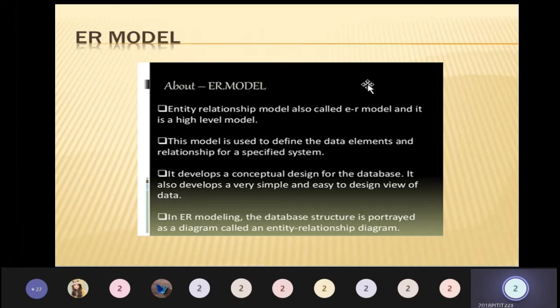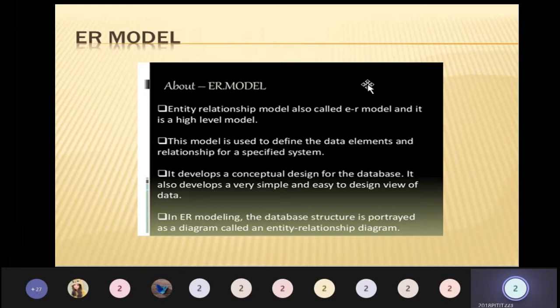The ER model, that is the entity relationship model, is a high-level model. That is the view of the data. The view of the data can be divided into three parts: the physical level, then the logical level, and then the view level. Our ER diagram comes under the view level, the highest level of abstraction that describes only part of the entire database.